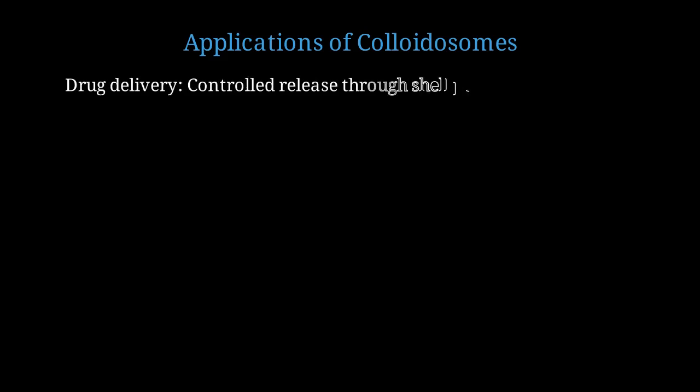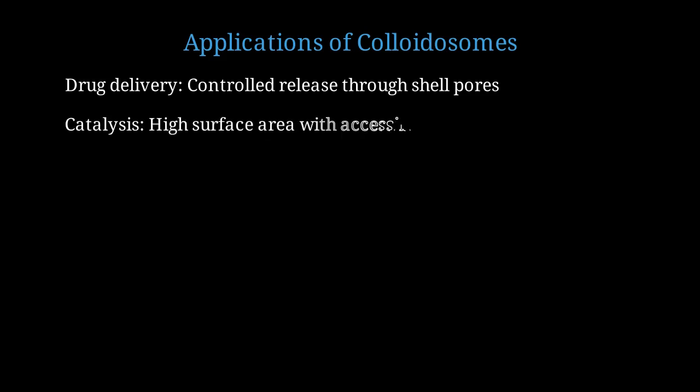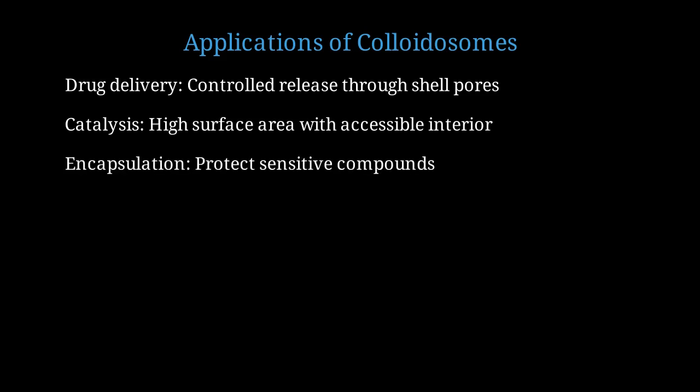What makes colloidosomes useful? Their hollow structure and permeable shell give them unique properties. In drug delivery, the pores between particles allow controlled release of encapsulated therapeutics. The release rate depends on pore size and shell thickness. For catalysis, the high surface area and accessible interior make colloidosomes excellent catalyst supports. They can encapsulate and protect sensitive compounds like enzymes or flavors while allowing small molecules to pass through.